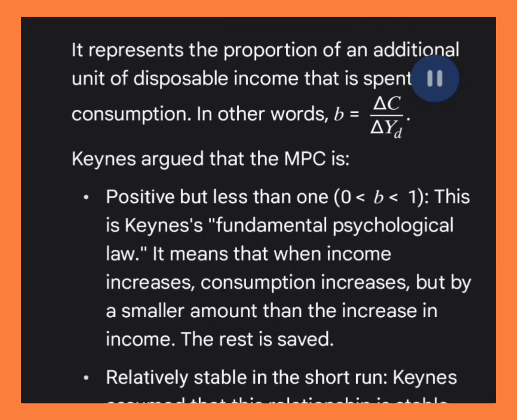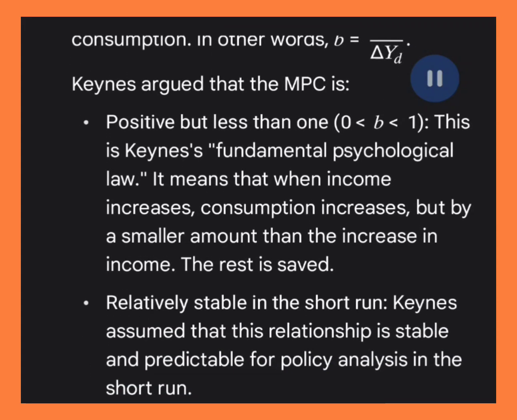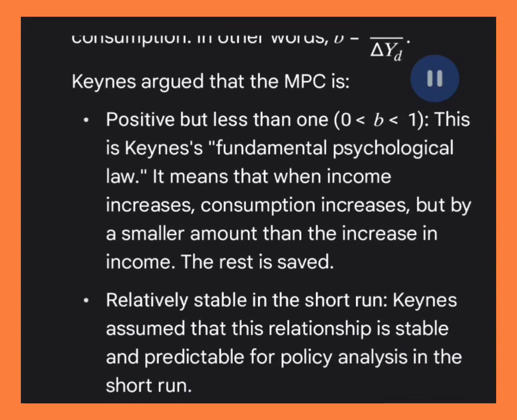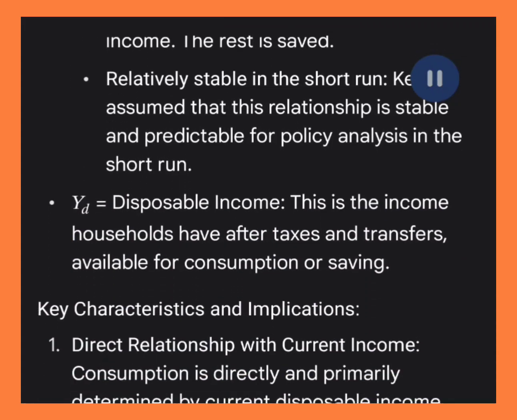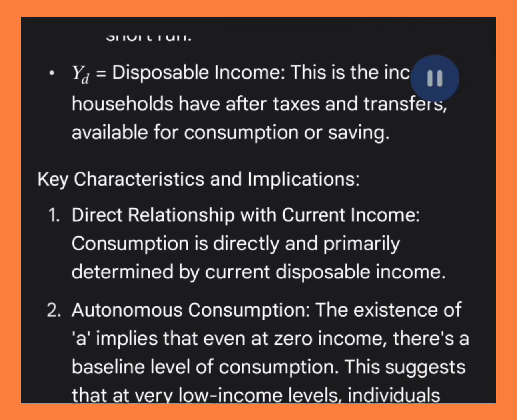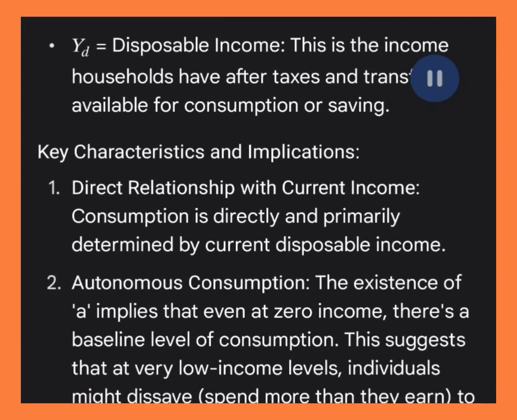This is Keynes's fundamental psychological law. It means that when income increases, consumption increases, but by a smaller amount than the increase in income. The rest is saved. Relatively stable in the short run: Keynes assumed that this relationship is stable and predictable for policy analysis in the short run. Y_D equals disposable income. This is the income households have after taxes and transfers, available for consumption or saving.